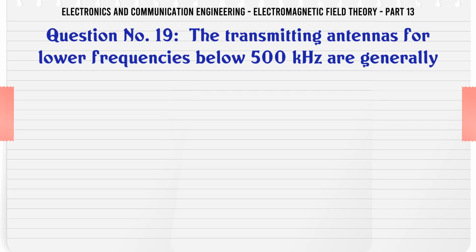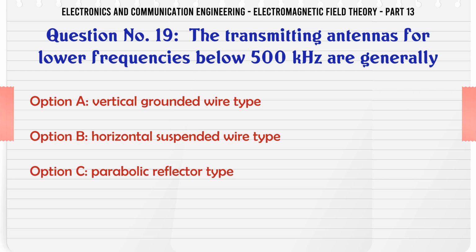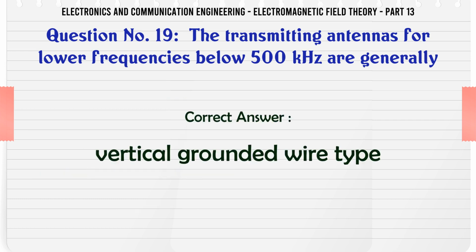The transmitting antennas for lower frequencies below 500 kHz are generally A. Vertical grounded wire type, B. Horizontal suspended wire type, C. Parabolic reflector type, D. Any of the above. The correct answer is vertical grounded wire type.